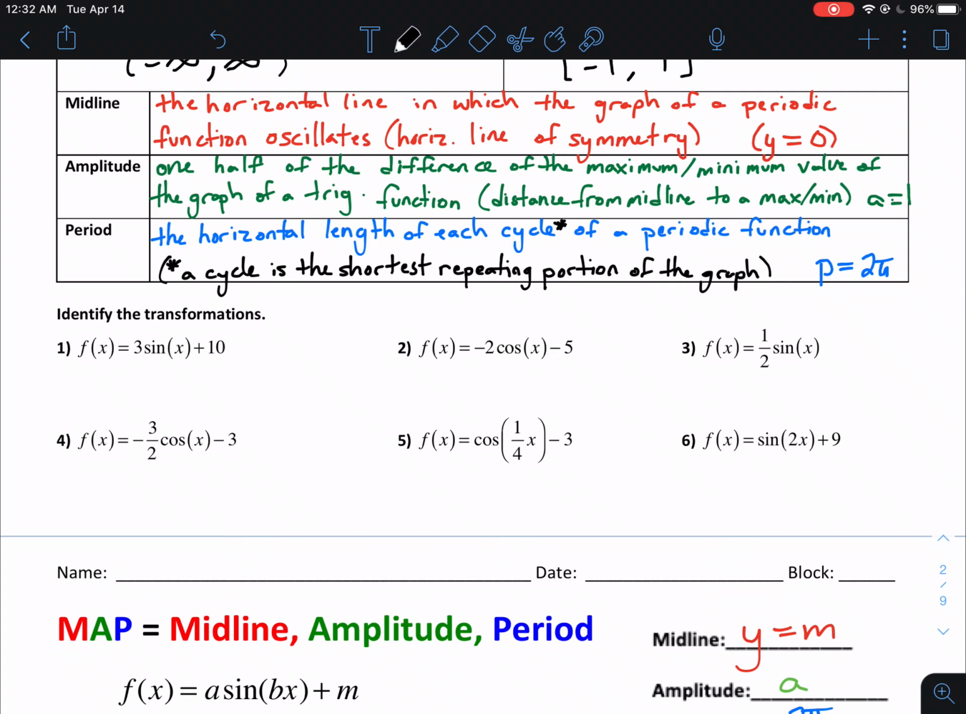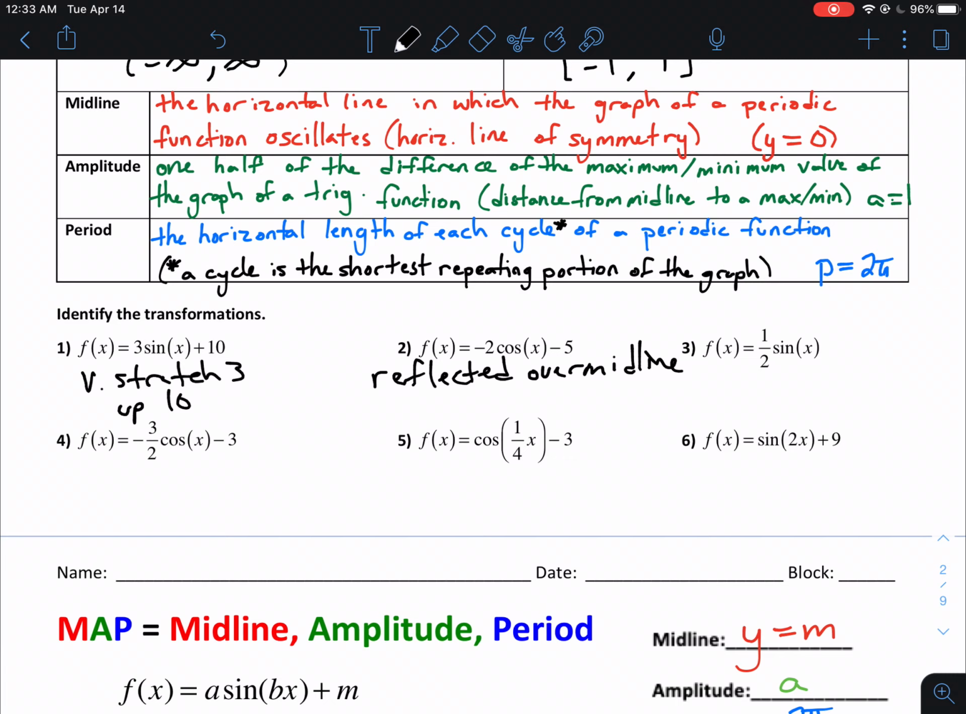Okay, so on number 1, we've got 2 transformations. We should have said vertical stretch by 3. We should have also said that it was shifted up by 10. Number 2, we should have had 3 transformations. We should have been reflected, and not over the x-axis, but over the midline. Now in this case, the midline is y equals 0, so it is the x-axis, but you have to be careful because it won't always be that way.